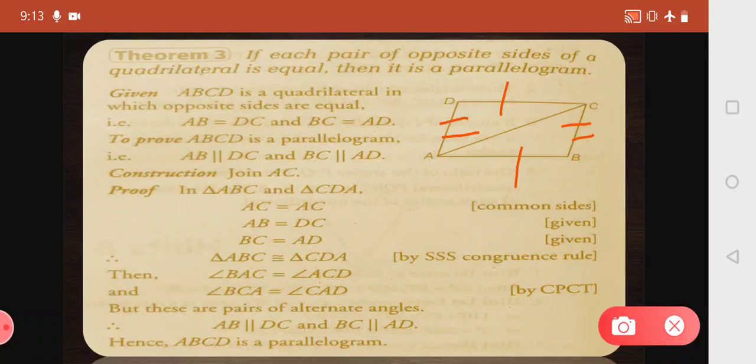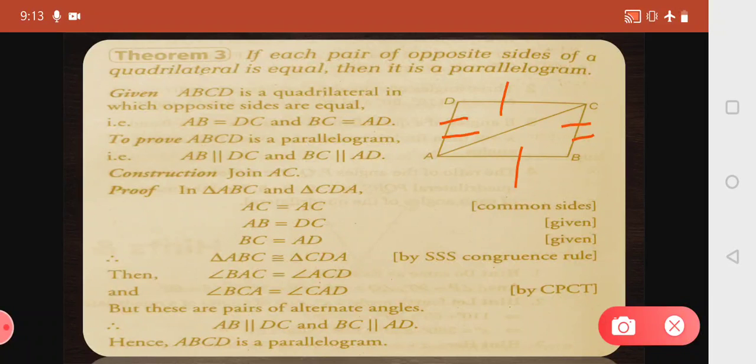Parallelogram definition is each pair of opposite sides are parallel. If in a quadrilateral each pair of opposite sides are parallel, then it is a parallelogram. So, we have to prove AB is parallel to DC and BC is parallel to AD. Again we do here construction, so we write construction: join AC.